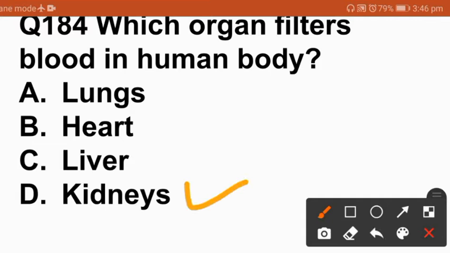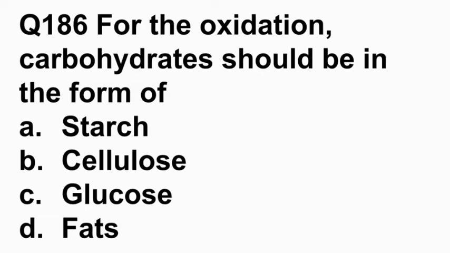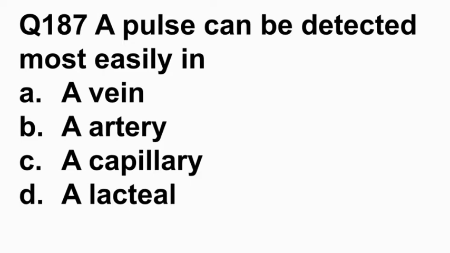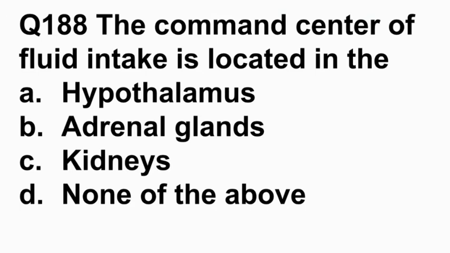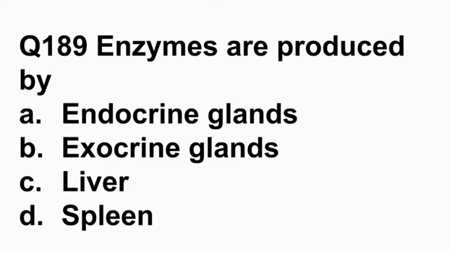Nitrogenous food is A. Proteins. For the oxidation, carbohydrates should be in the form of C. Glucose. A pulse can be detected most easily in C. A capillary. The command center of fluid intake is located in the A. Hypothalamus. Enzymes are produced by B. Exocrine glands.